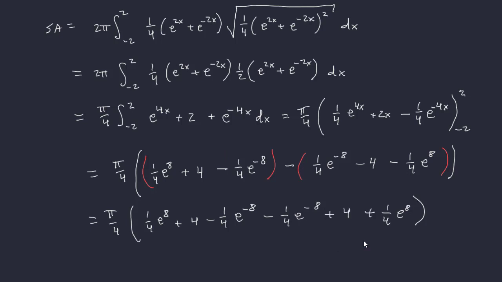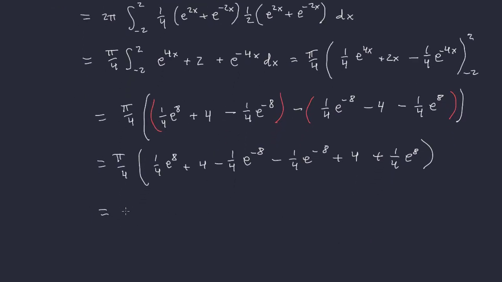So we'll get pi over 4 times 1/4 and 1/4. That'll be 2/4, which will be 1/2 e^8 plus 8 minus 1/2 e^(-8). You could maybe distribute that 1/4 across if you really wanted to, or you can just leave it like that. All right, and I think that's probably good enough for this particular topic.